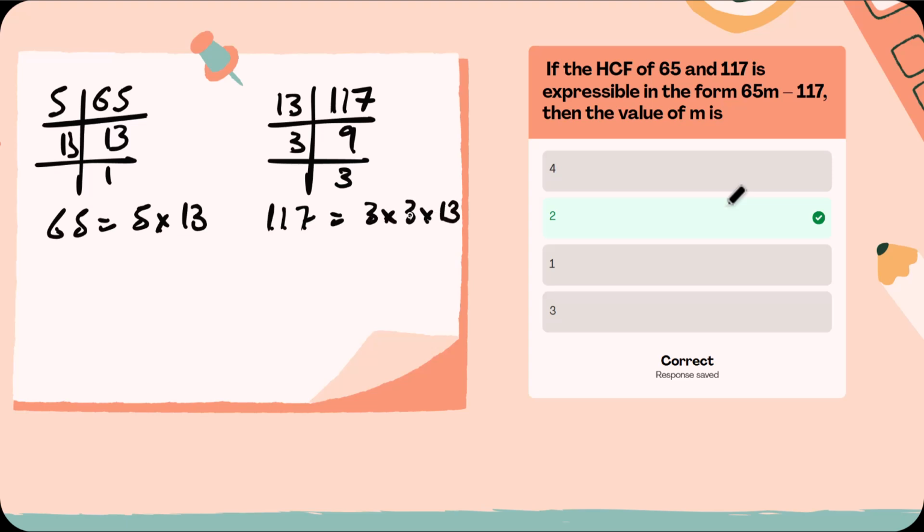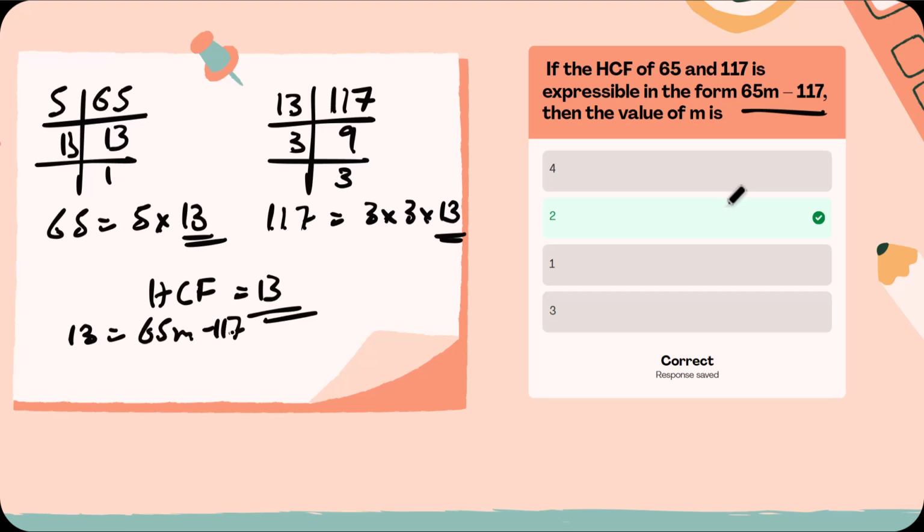Correct? So what is common here? Very simple. What is common? We have the HCF, which is common. That is 13. The common factor here will be the HCF. So HCF is 13. Perfect. So your answer is 13, right? Now what happens? We need to equate it to 65m minus 117. So 13 is equal to 65m minus 117.